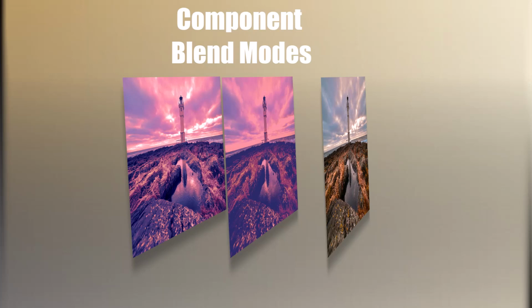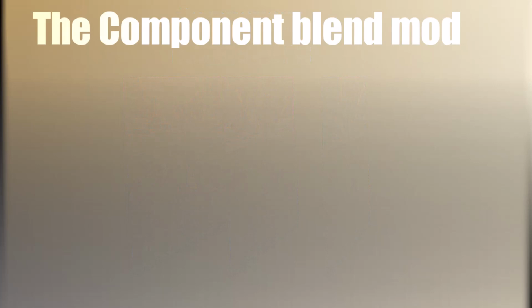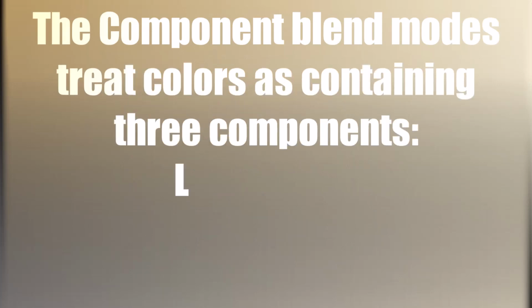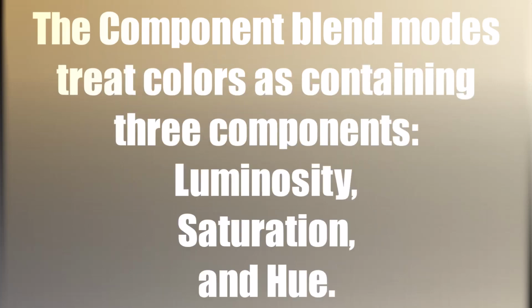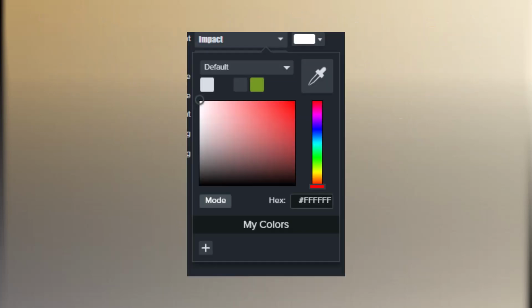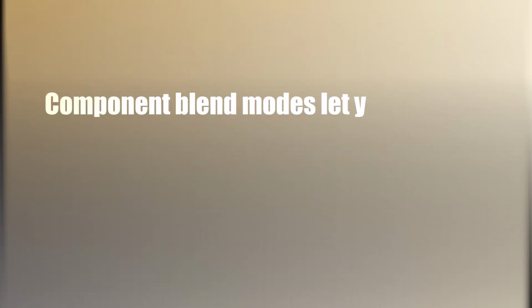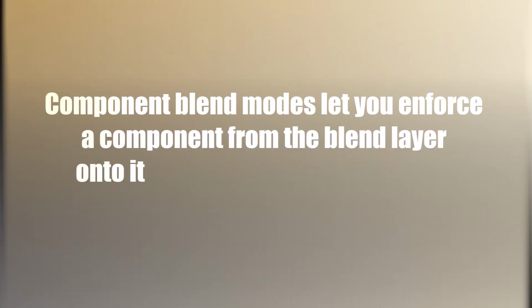The next 4 blend modes are called the component blend modes. For these, we stop thinking of colors as being comprised of 3 color channels, and instead consider a color as comprised of 3 components: luminosity, which is another name for brightness, saturation, and hue. When we use Camtasia's color picker, we are already working with these components. Up and down inside this box changes the luminosity, left and right changes the saturation, and this slider on the right selects the hue. Component blend modes let you enforce a component from the blend layer onto the base layer.